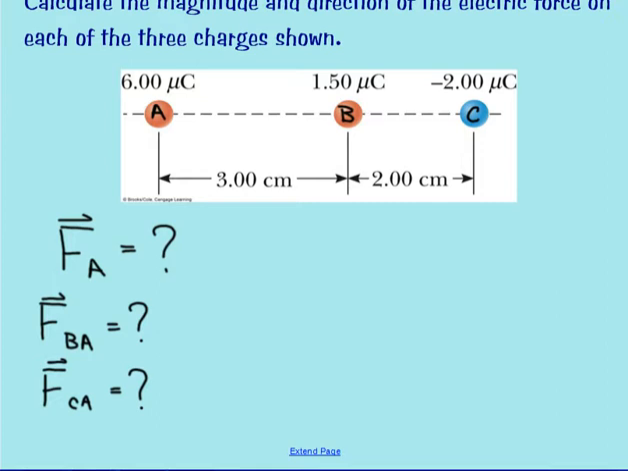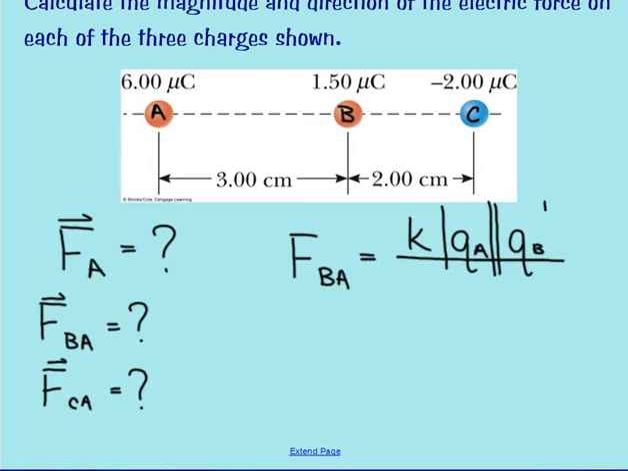For starters, I'm going to find the magnitude of the force that B exerts on A. Notice that the way that I use those subscripts is important. The force that B, that's my first letter, exerts on A, that's my second letter. That's the order of subscripts that we will always use. Well, we know the equation is K, the constant, times the magnitude of QA this time, since I'm calling that charge A, times the magnitude of QB divided by R squared. So let's plug some numbers in.